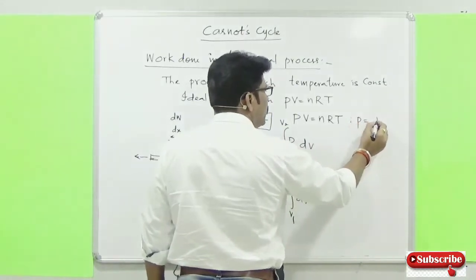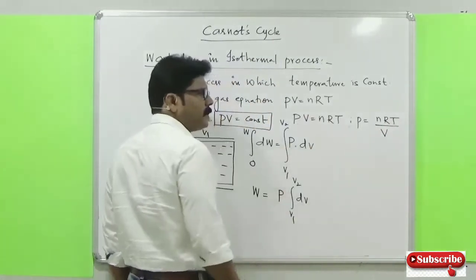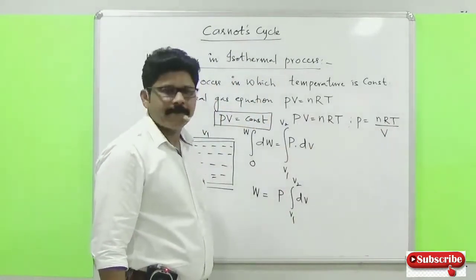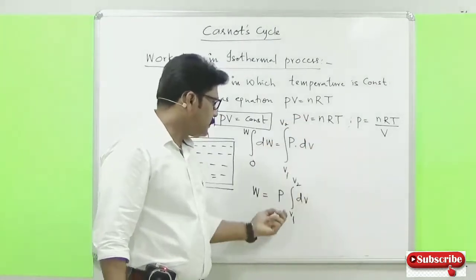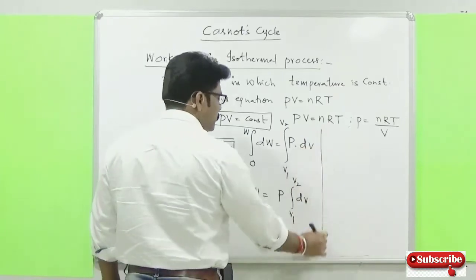P को निकालना पड़ेगा, nRT by V बन जाएगा, देखो. So just cross multiply. So P को इसे cross करो. Now P को देखो, इधर substitute करो. P को substitute करेंगे. अगर substitute करें तो क्या होता है तुम्हारे को?